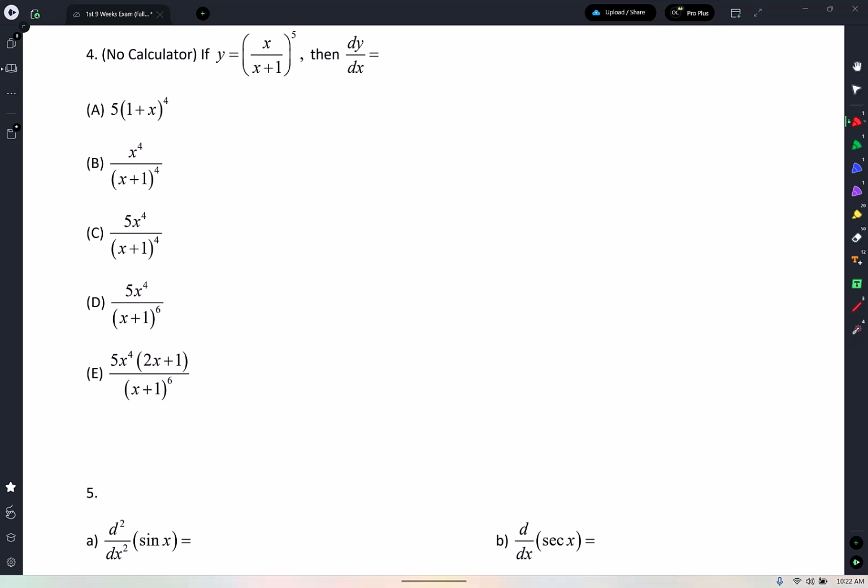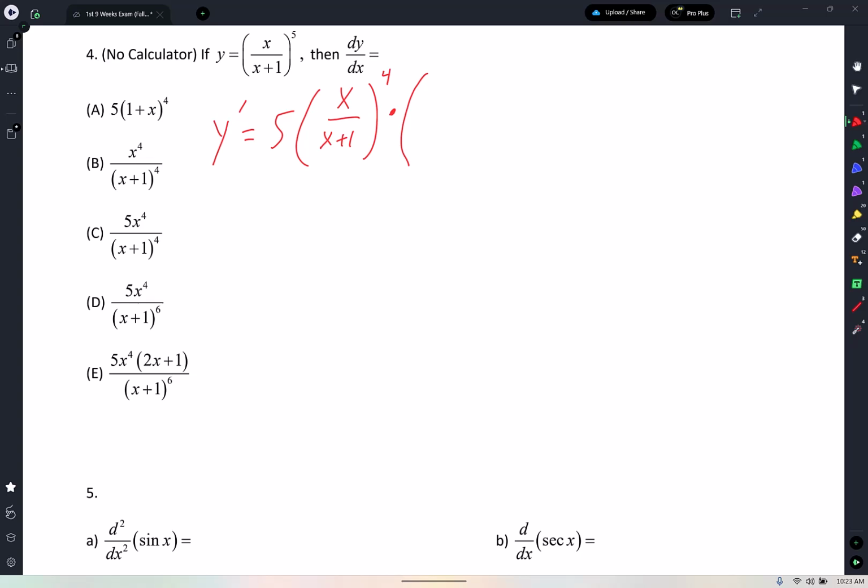So look at number 4. No calculator. This is actually pretty straightforward, but the algebra might trick you. I did this one earlier this morning. Y prime equals chain rule. What do I do first? 5 on the outside, leave the inside alone, to the 4th power. Am I done? No. Then I have to do the derivative of the inside. What rule? Quotient.